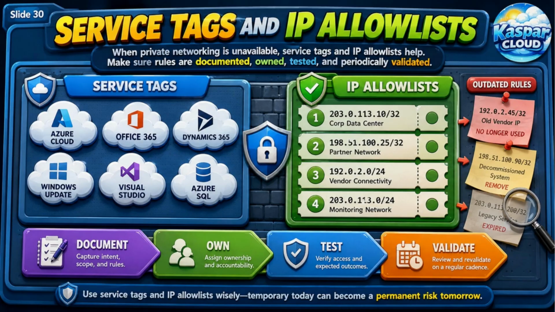IP ranges and service dependencies can change over time. Administrators should avoid creating unmanaged firewall exceptions that nobody reviews. Network rules should be documented, owned, tested, and periodically validated against current Fabric and Azure requirements.